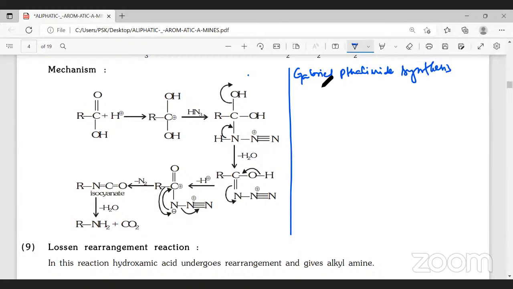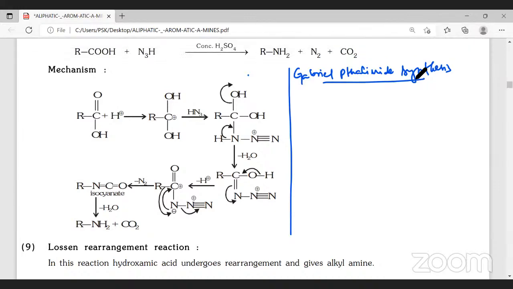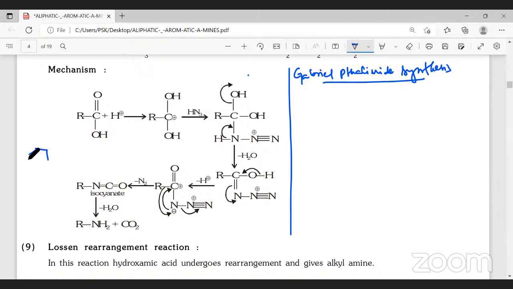This Gabriel phthalimide synthesis is also a method of preparing primary amine. It is a very lengthy reaction. You should understand this lengthy reaction. So this is benzene. This is benzoic acid. This is called phthalic acid.